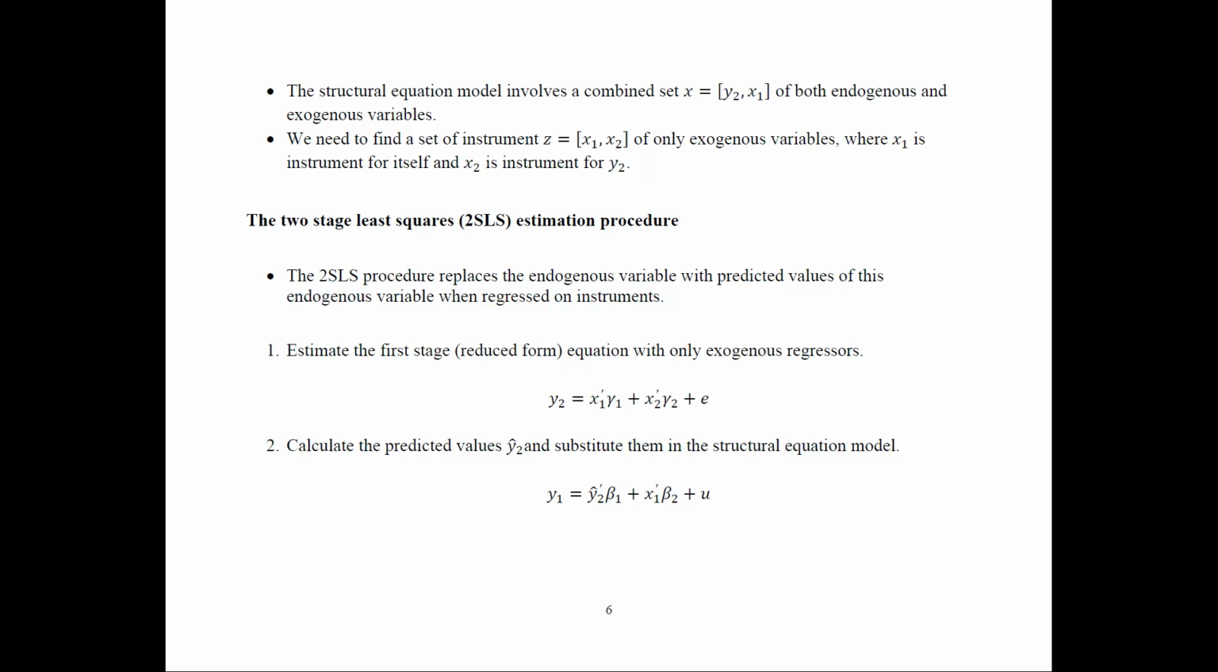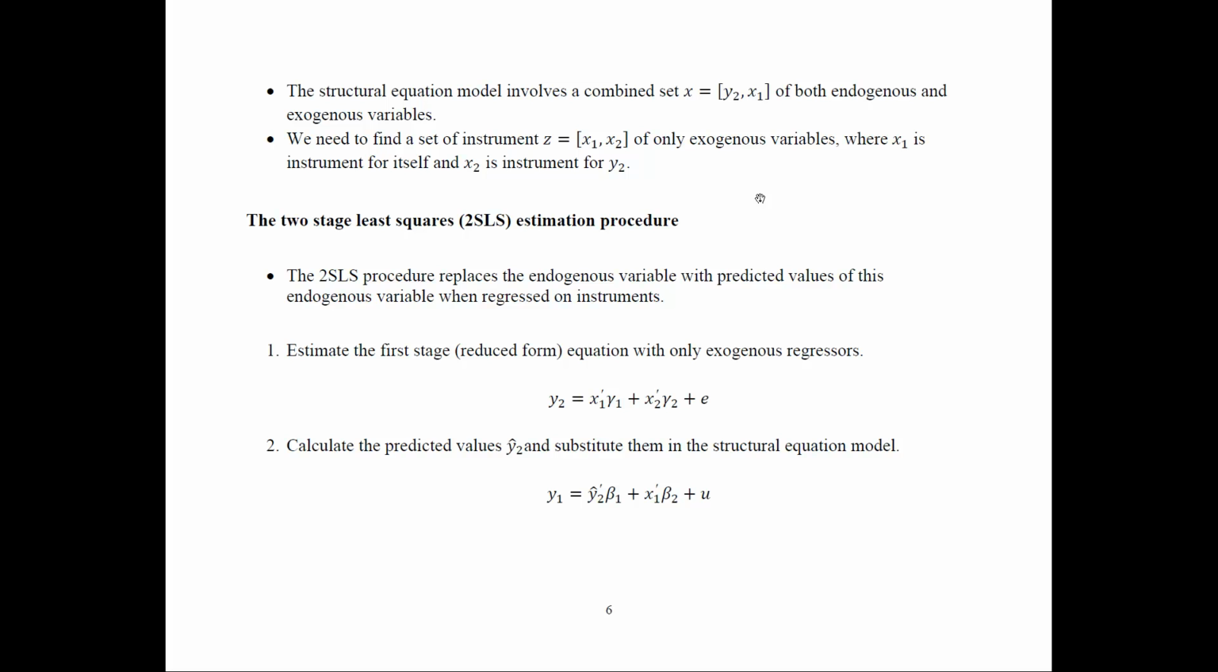So the structural equation model involves a combined set of y2 and x1, of both endogenous and exogenous variables, and we need to find a set of instruments z that contains x1 and x2, of only exogenous variables, where x1 would be an instrument for itself and x2 would be an instrument for y2. So you see this x1 stays in the equation, and instead of using y2, we would be using x2. We need to find these new instruments because y2 is an endogenous variable.